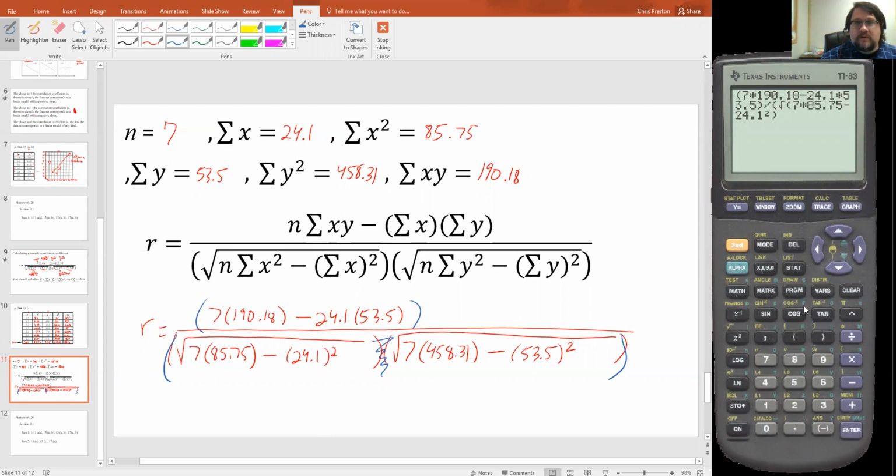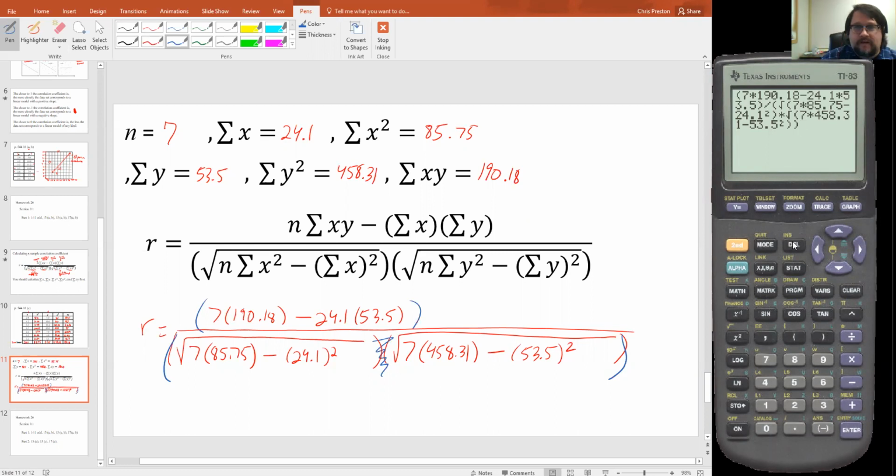I'm going to close the square root, or if you're on a calculator, you can get out from underneath the square root. But notice this, I'm closing here, that's the square root. I still have this parenthesis on the bottom. So I'm going to say times, and I'm going to start another square root. And I'm going to do the other part: 7 times 45.31 minus 53.5 squared. And I'm going to close the square root, and I'm going to close the new denominator. So you can see why you get so many parentheses, it gets confusing.